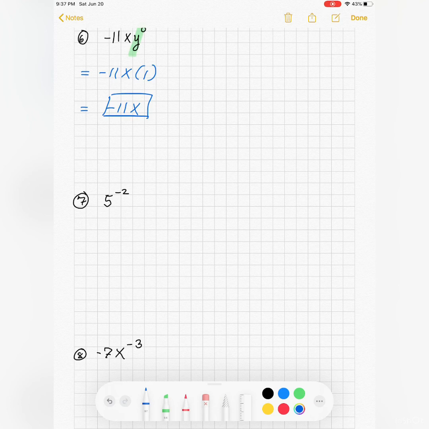Oh, here's another rule. I think we mentioned this one before too. If I have x to the negative m, the negative flips the fraction. That becomes 1 over x to the positive m. So 5 to the negative 2 is 1 over 5 to the second. So 1 over 25.